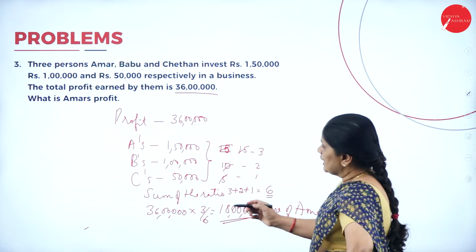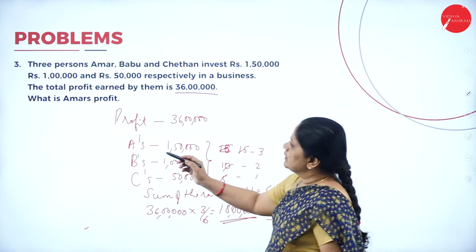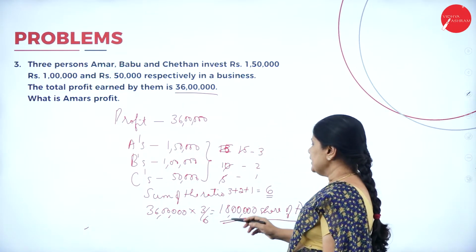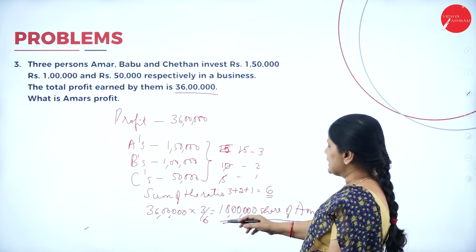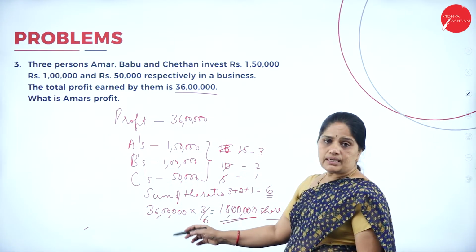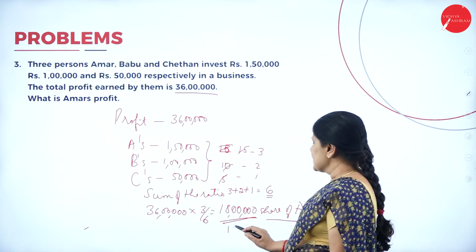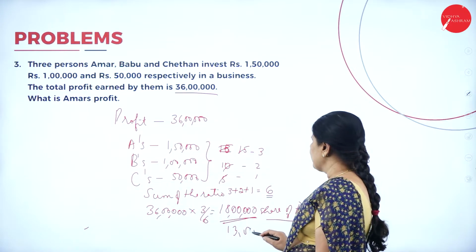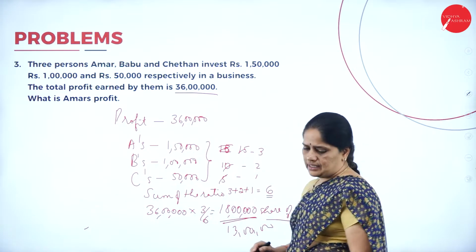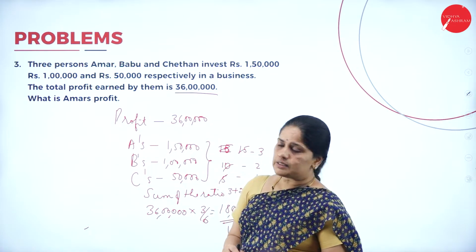Then, Babu's profit will be 2 by 6, so 1/3 of that. So, it comes up to 12 lakhs. Then the remaining profit will be of C. Now let us go to the next problem.